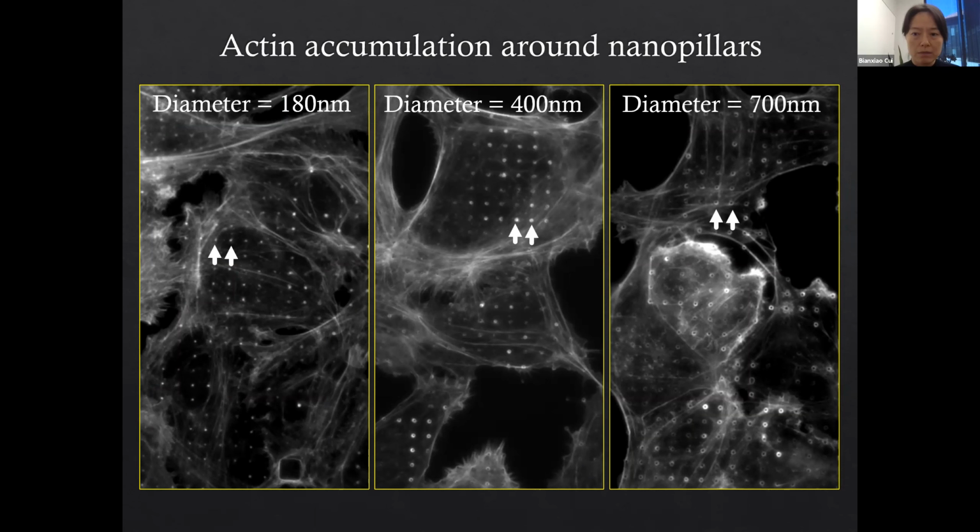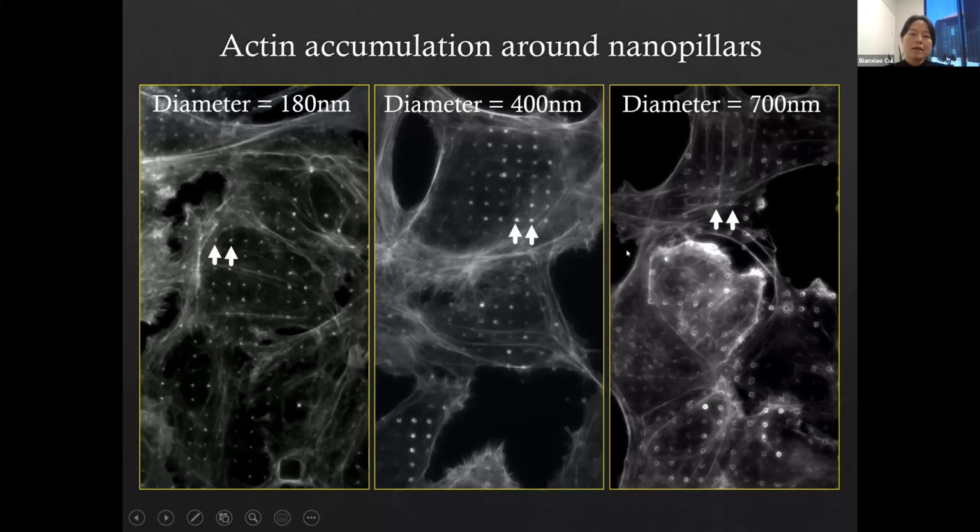We look at the Clathrin-dependent endocytosis, and I already showed an image earlier. During the study of the Clathrin-dependent endocytosis, a quite interesting protein we noticed is actin. Most of the time, if you see the actin staining, they're just fibers, they're cytoskeletons. But when we put the cells on nanopillars, we see strong accumulation of actin on nanopillars for a reason that we don't know. And if you look at nanopillars of different diameter, 180, 400, 700, you see more clear protein accumulation on small diameter nanopillars than large diameter nanopillars.